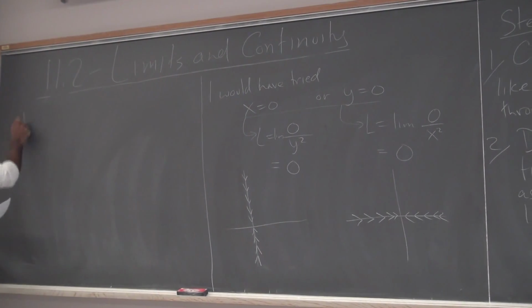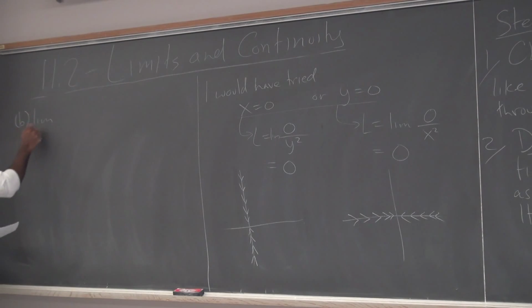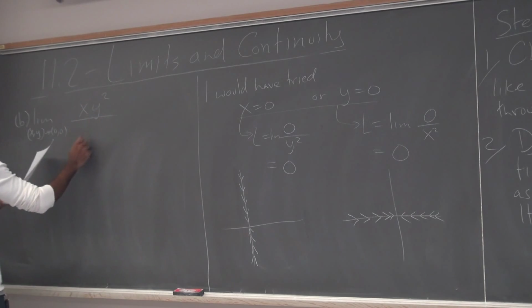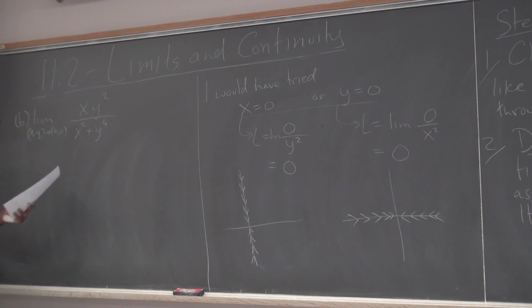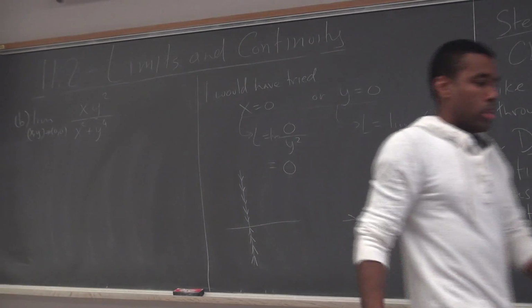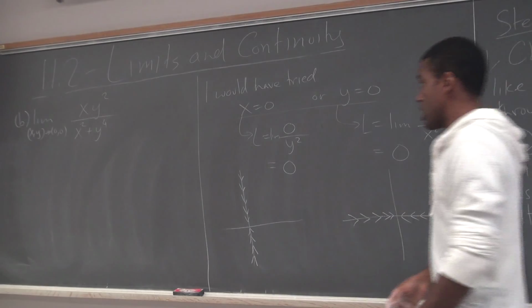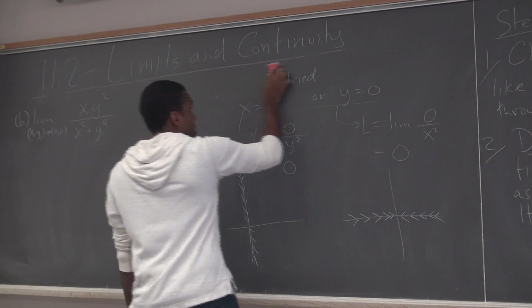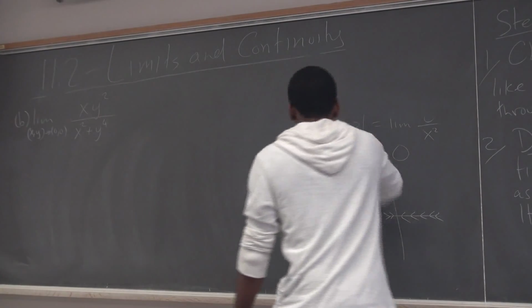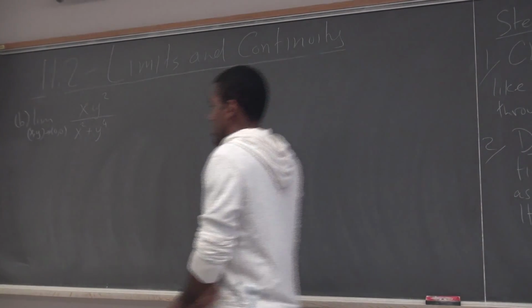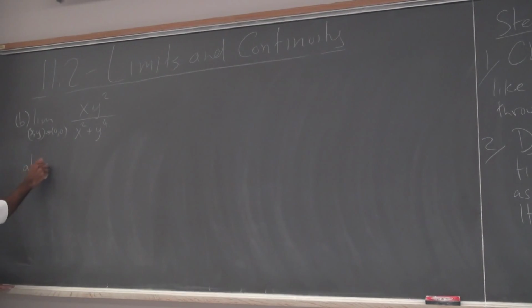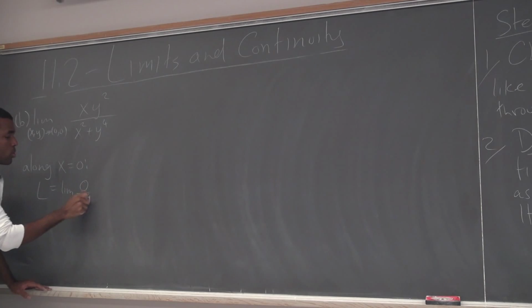So let's do the other example. Limit as (x, y) approaches (0, 0) of x y squared over x squared plus y to the fourth. This does not exist. Show me that it does not exist. Give me a path. x equals 0. Along x equals 0, my limit is equal to the limit of 0 over y to the fourth, which is 0. Give me another path.